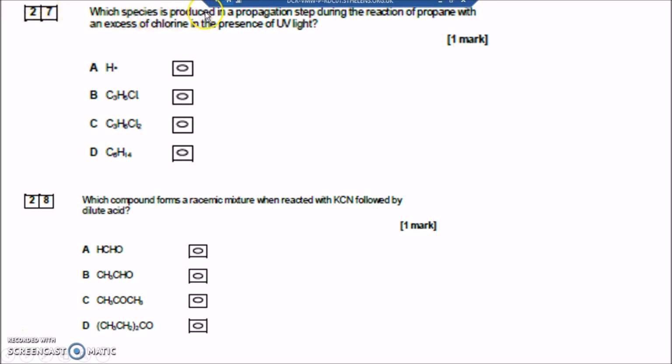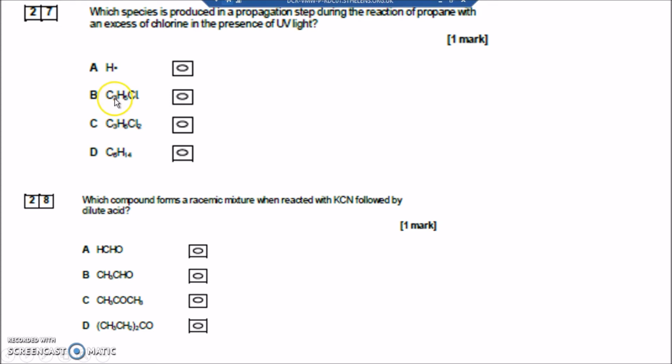Question number 27. Which species is produced during a propagation step during the reaction of propane with an excess of chlorine in the presence of UV light? So the first step, the initiation step, will be that the chlorine will produce 2 chlorine radicals, 2 Cl dots. So don't be confused by that. The Cl dot then reacts with the propane and will substitute itself for one of the H's. So it's definitely not a H dot. I mean, you make HCl during the propagation step, but you never make H dot. It's not this, so you're going to get some kind of substitution of the H's with Cl's, but this might be formed in a termination step where 2 radicals come together to make a longer carbon chain. So it's not that one. It's between B and C where H's have been substituted.